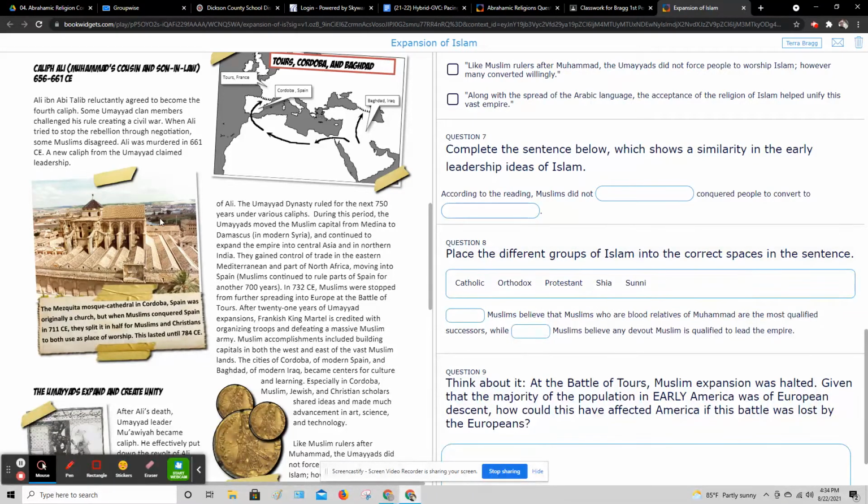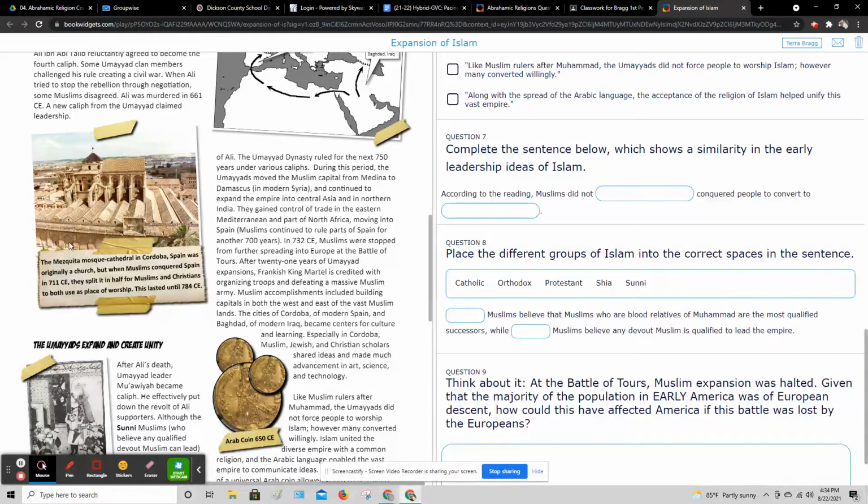Now I'm just going to take a pause over here and show you this picture and talk about this. So, the Mezquita Mosque Cathedral in Cordoba, Spain, was originally a church. So it was originally a Christian church. But when Muslims conquered Spain in 711 CE, they split it in half for Muslims and Christians to both use the place of worship. This lasted until about 784.